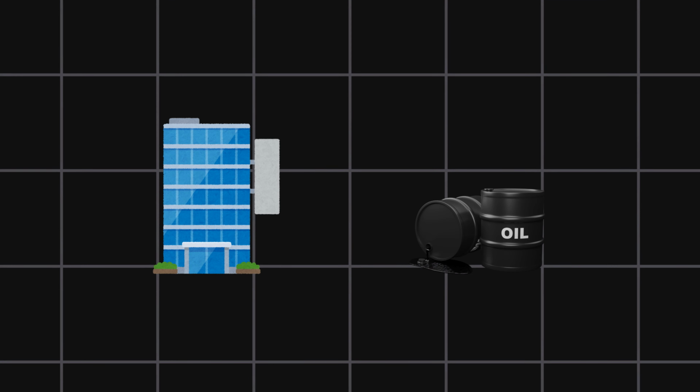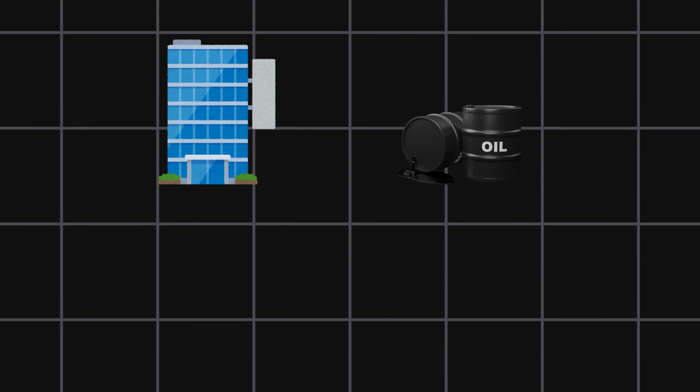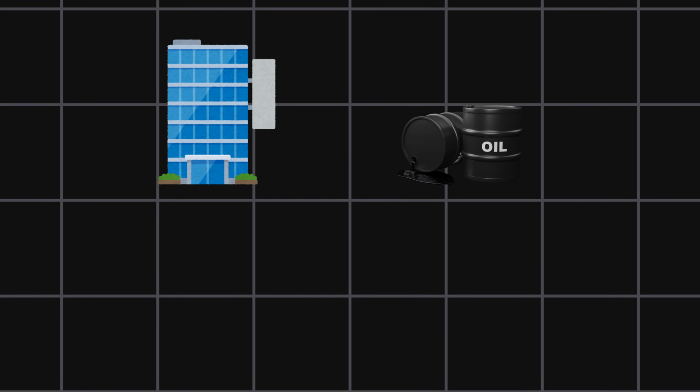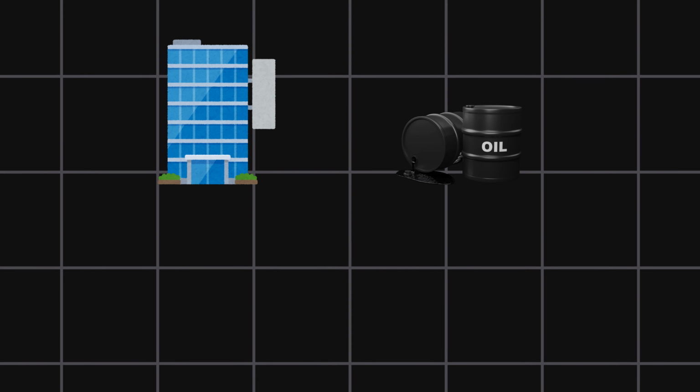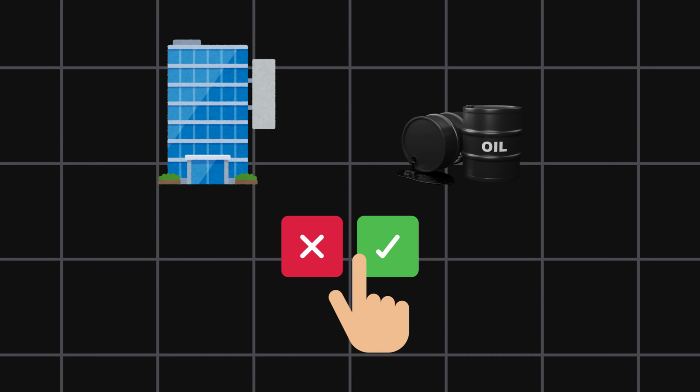Consider a company that needs to buy oil. With a futures contract, they must buy the oil at the agreed price on the future date. With an option, they can choose to buy the oil if the market price is favorable.